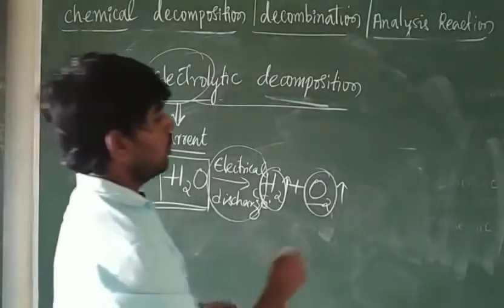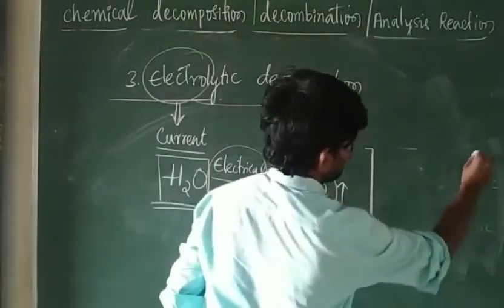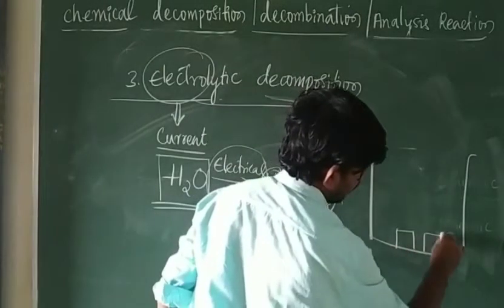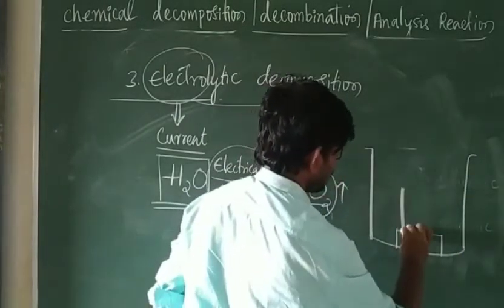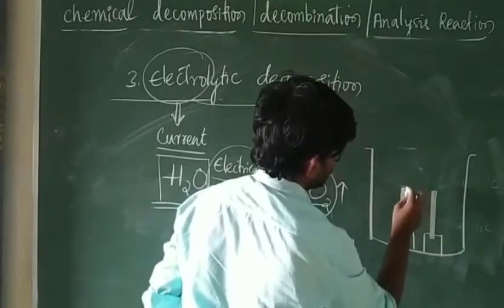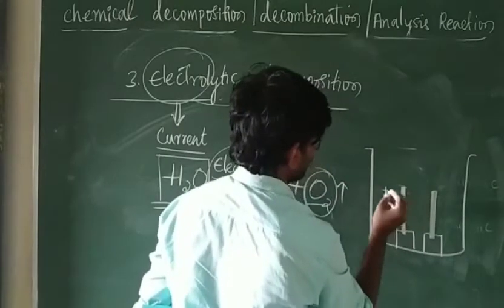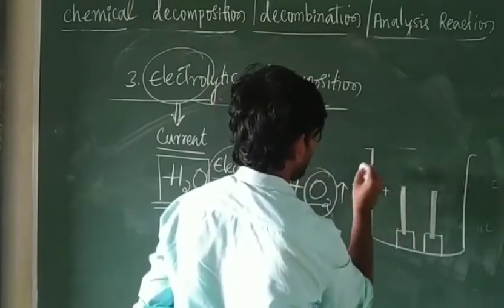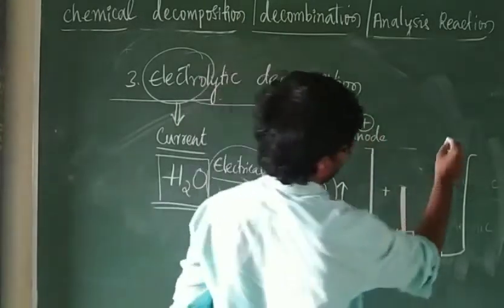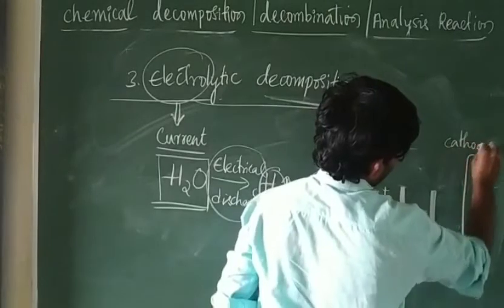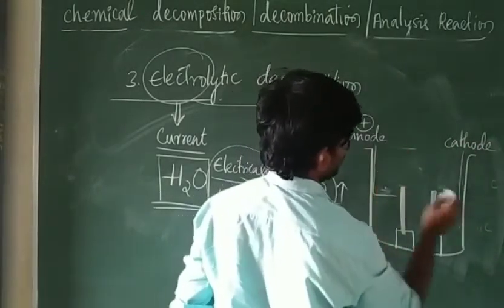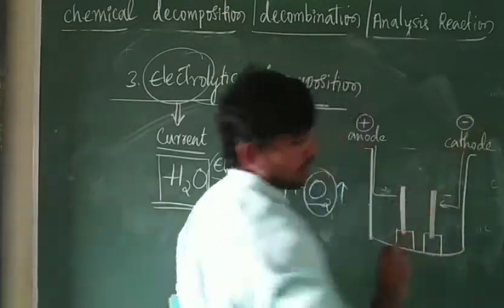Let me explain how it is going to form. There will be a container. Here two rubber corks will be there, I hope they are given in the textbook. On them we have two electrodes. The one carrying the plus charge we call the anode. Okay, the other one is the cathode, carrying the minus charge.